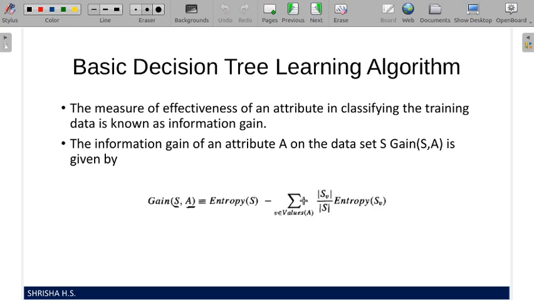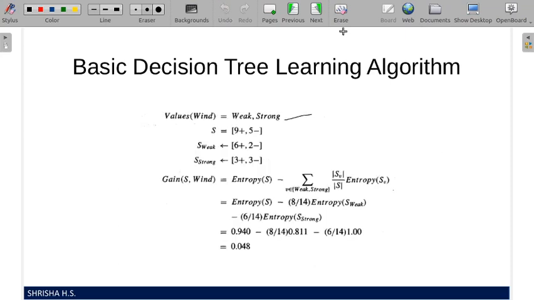We will solve a minor example and later go on to construct the table, just for demonstration of this formula. Let's take from the play tennis table, where the values of wind are weak and strong. Let's take the whole data set. We have calculated the entropy of S: 9 positive and 5 negative.